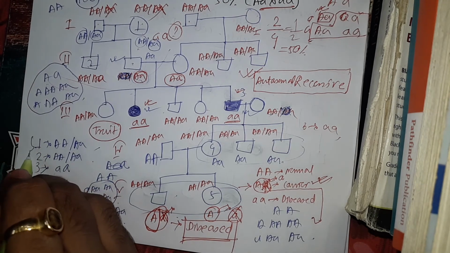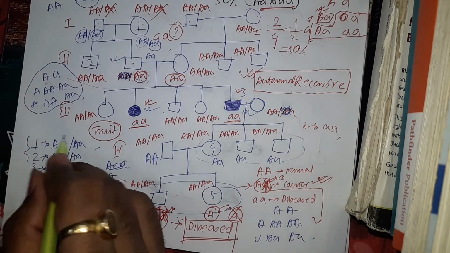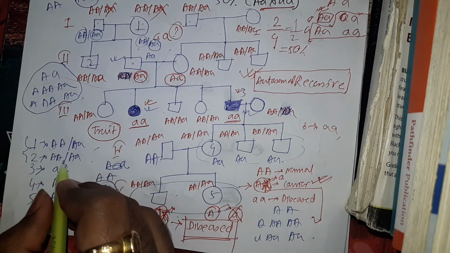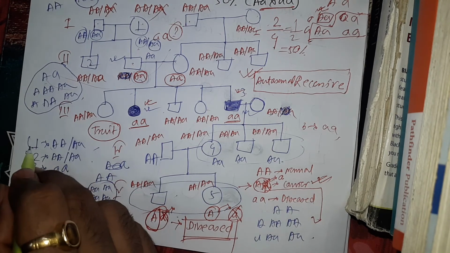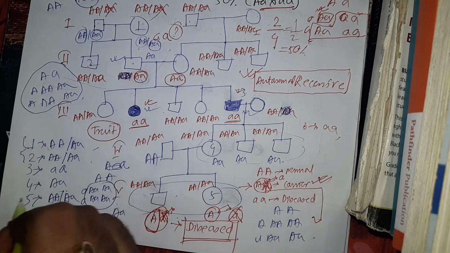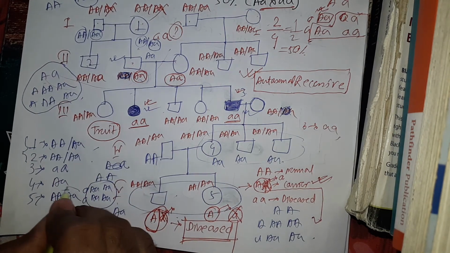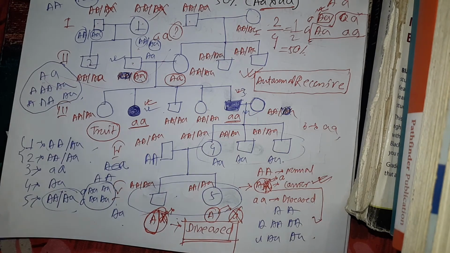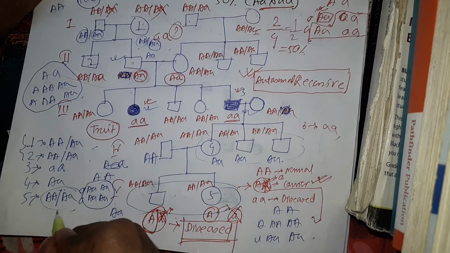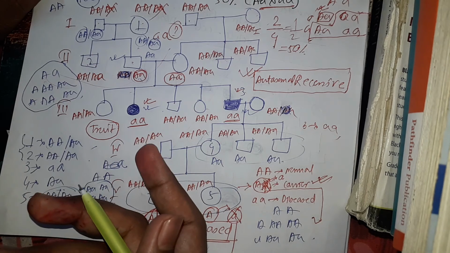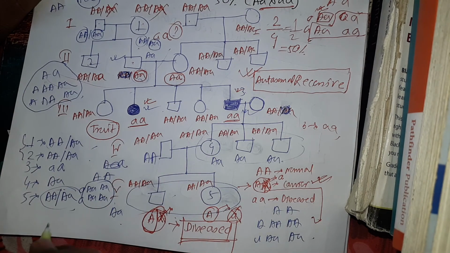So for 1 and 2 the criteria is, if 1 is capital A capital A then 2 must be capital A small a, and if 2 is capital A capital A then 1 must be capital A small a. For 3 and 4 the criteria is fixed, and in case of 5th, equal possibility, okay? Either capital A capital A or capital A small a is possible, we do not have further data to judge this, so this is your answer, okay?